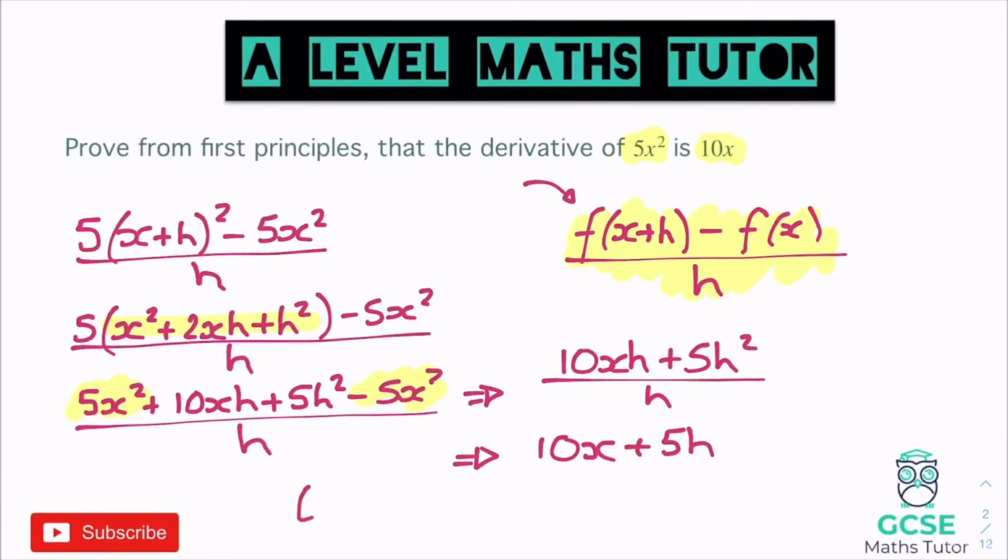Now again, we're going to say as the limit of h approaches 0, we're going to change that h for a 0, so what we end up with is 10x plus 5 lots of 0, which is just plus 0. And obviously you don't need to write plus 0, so we can just get rid of that. And we just end up with this 10x piece, which is exactly what we're looking for. And there we go, there's our final answer. Let's just highlight that. And there we go, that's how we go about that question.